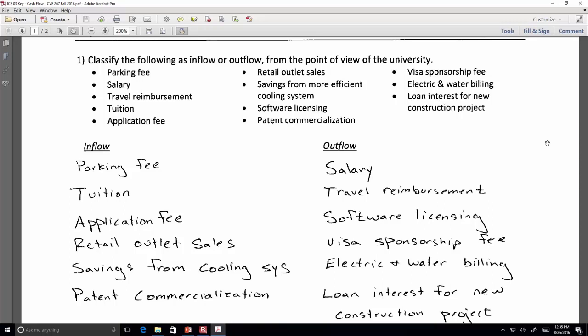Tuition is an inflow to the university. Application fees is cash coming to them. If you think about the Pizza Hut or the Starbucks on campus, those are the retail outlets, and they have to pay rent to the university, so presumably they're getting some income from that. Savings, remember, if you are able to somehow reduce your expenses, that's considered as an inflow. So savings from cooling system improvements, patent commercialization is when they have, like someone, oh, you didn't have that on yours, did you? No. All right, well, we don't need to talk about it then. Any questions on this first one of inflows versus outflows?